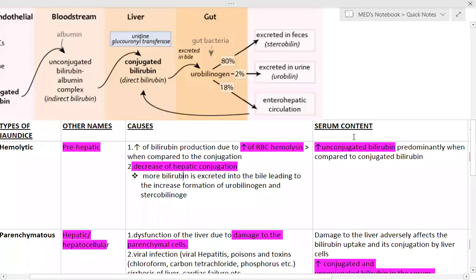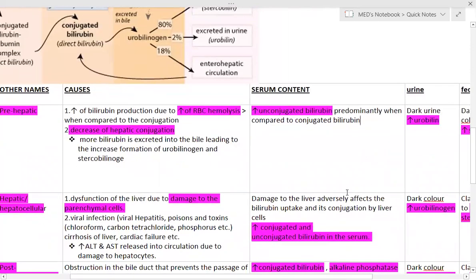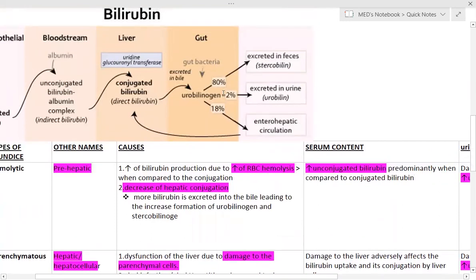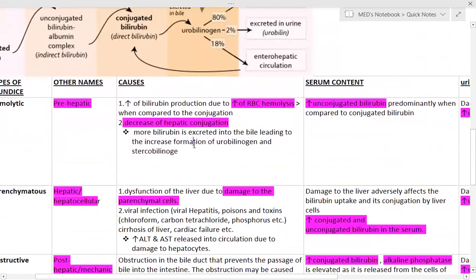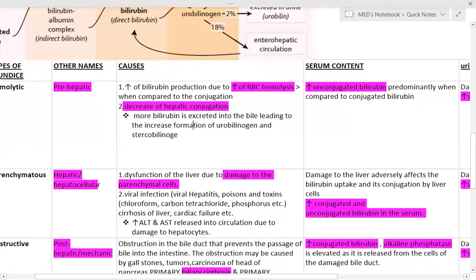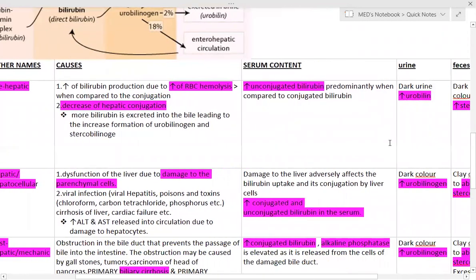Now, what will be with the serum levels? As there is damage to the liver, it affects the bilirubin uptake into the liver cells, and its conjugation by liver cells. Inside the liver only there is conjugation, right? So there is conjugation affected, uptake of conjugated bilirubin is affected. So what happens is that there is elevation of both conjugated and unconjugated bilirubin. So please remember this. It's really, really important.